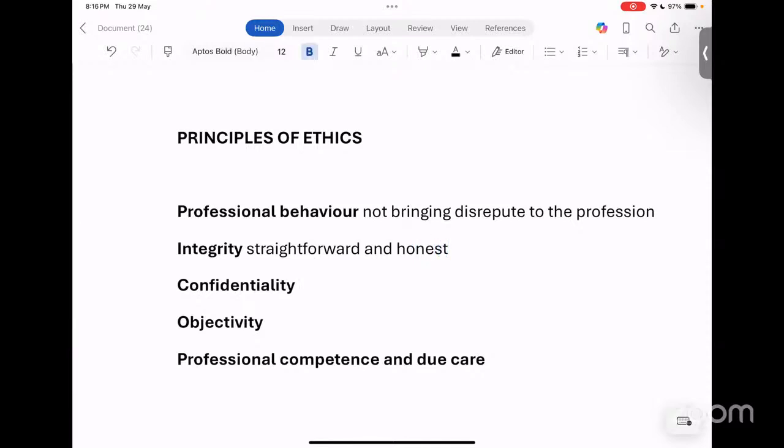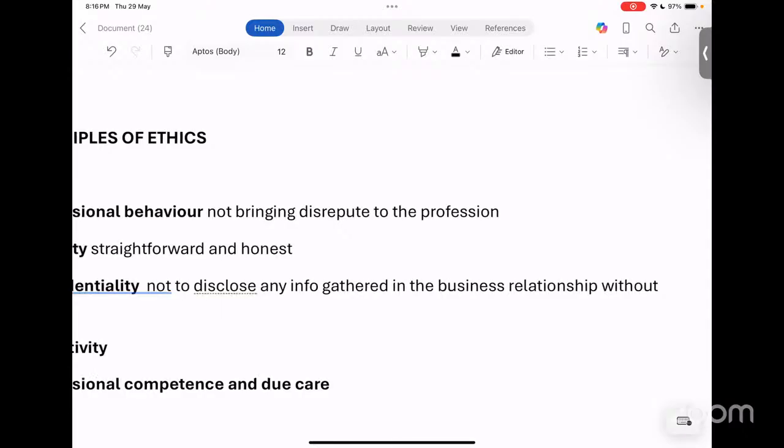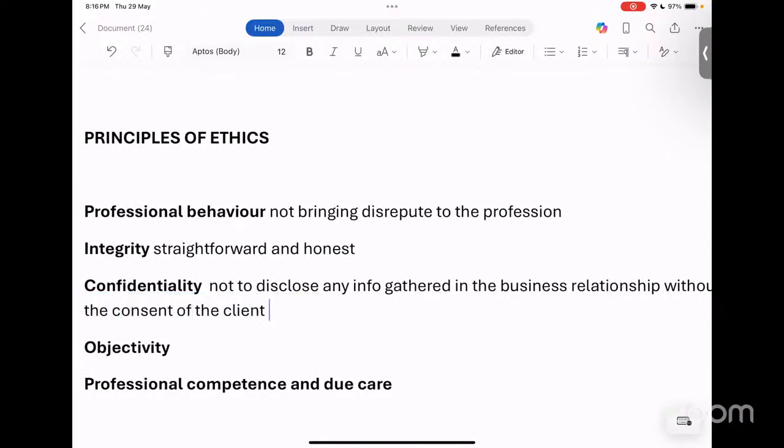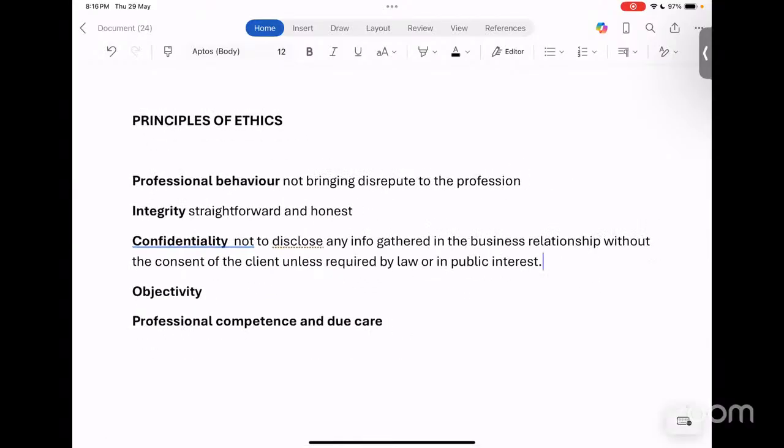Then confidentiality means that I am not supposed to disclose. Confidentiality means not to disclose the information, financial information, or to disclose any information gathered in the process of or gathered in the business relationship without the consent of the client, unless required by law, or in public interest. So that's what I have to make sure, right? That I'm not disclosing the information that I gathered as an auditor unless it is required by law in court or it is in public interest.